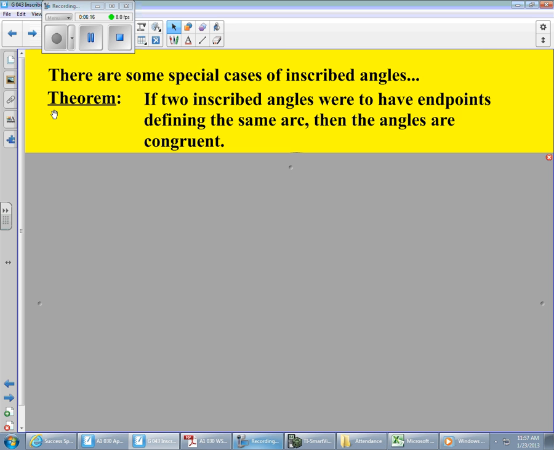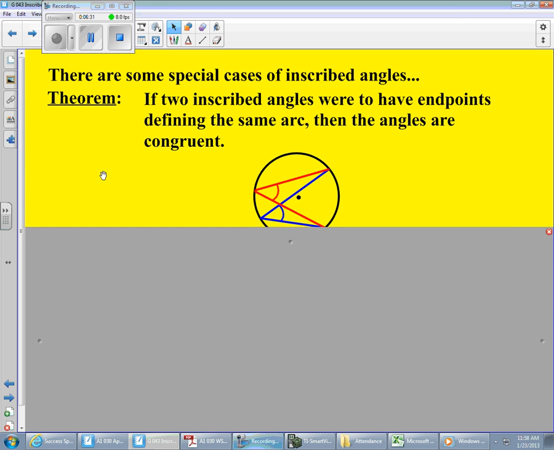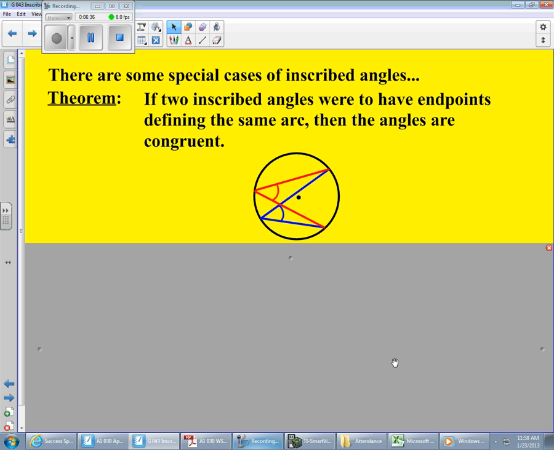But the first theorem says if 2 inscribed angles were to have endpoints defining the same arc, then the angles are congruent. That definition is not really very clear the way it's worded, but that's about as easy as I could make it. But here's a diagram that could possibly help you understand exactly what it's talking about.